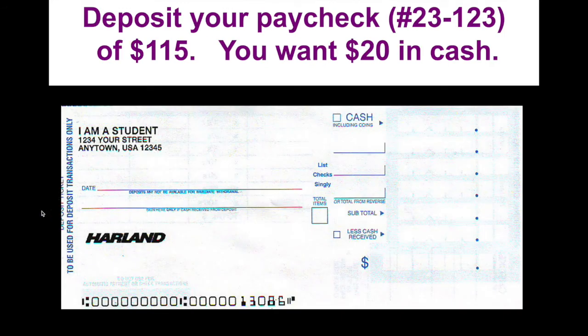Next, we're going to deposit some money into your checking account. You have a paycheck. Next, we're going to deposit your paycheck into your checking account. Your paycheck is identified by check number 23-123, and it's the code in the upper right-hand corner of your check. This check is for $115, and when you walk out of the bank, you want $20 in cash.